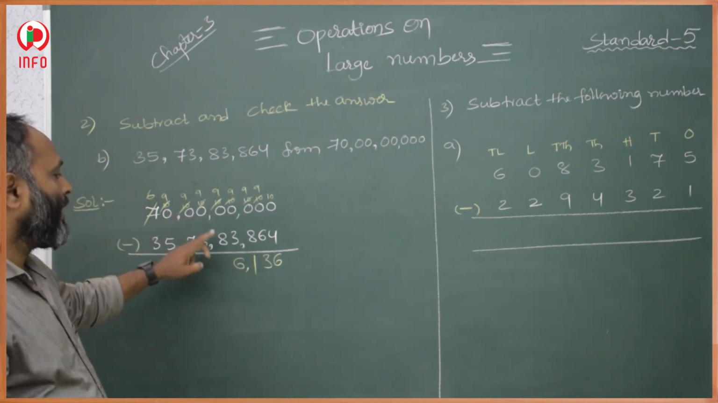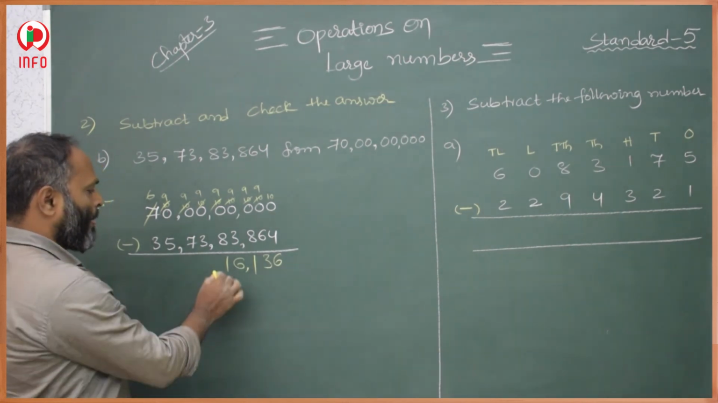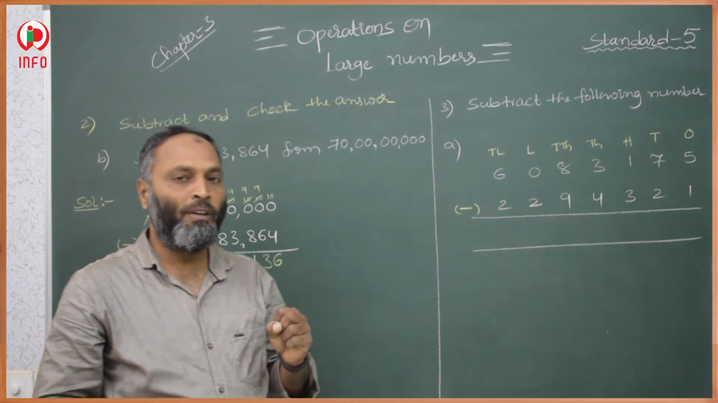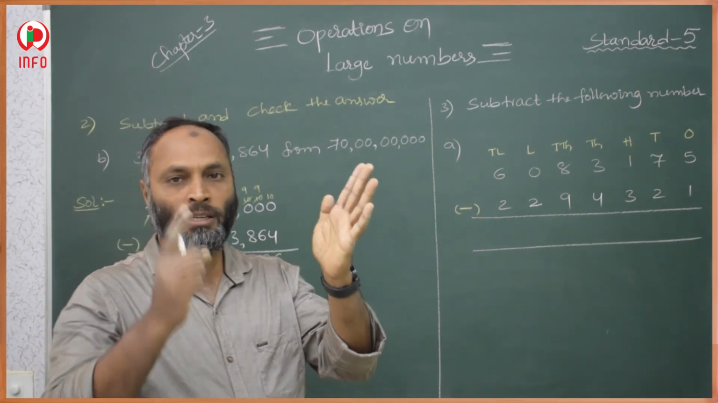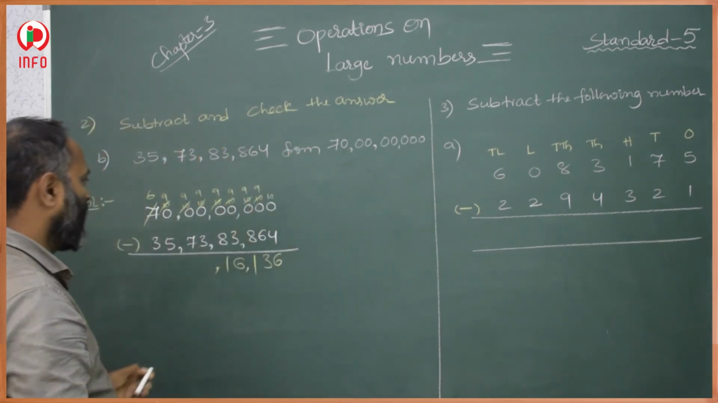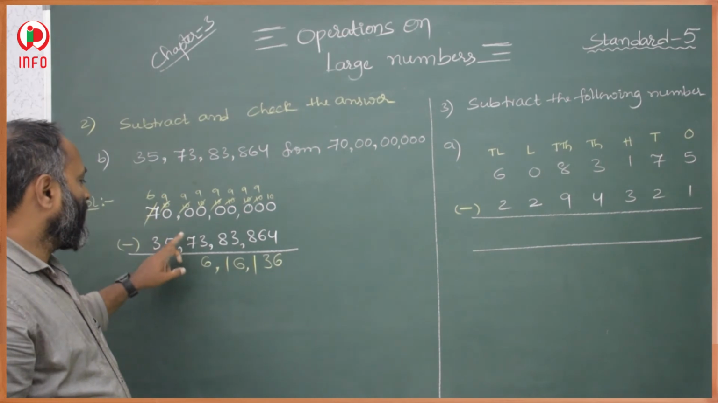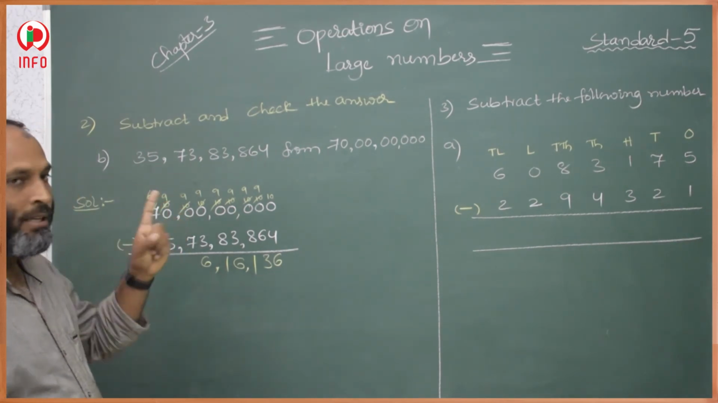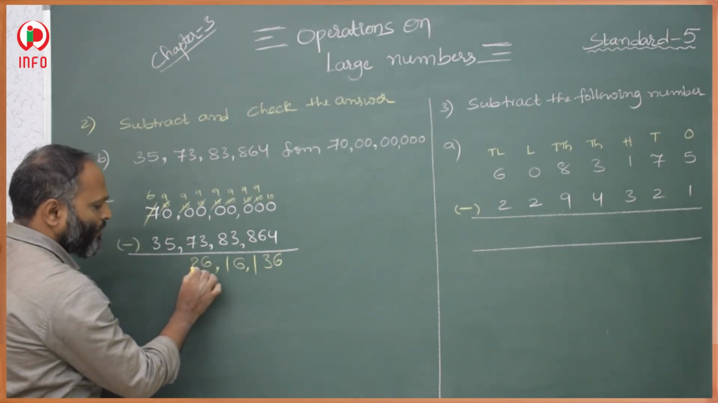And 9 minus 8 is 1. Again 9 minus 3, from 4 to 9 we count: 4, 5, 6, 7, 8, 9. It is 6. Then 9 minus 7. We count from 8: 8 and 9, that means 2. 9 minus 7 is 2.